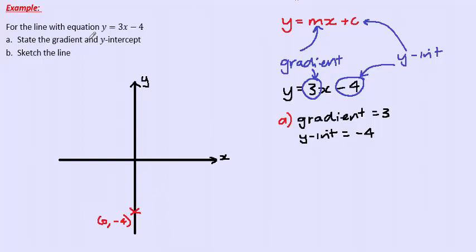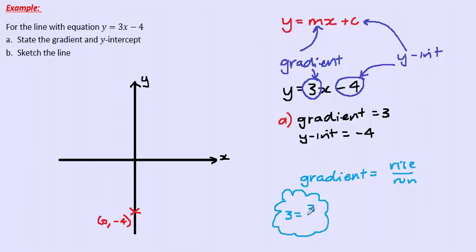The next thing I'm going to think about is the gradient. Now, if gradient, as we know, equals rise over run, and I represent 3 in a fraction, I could say 3 equals 3 over 1. So therefore, that could be my rise, and that could be my run. So from here, I have a run of 1, so I'm going to go across by 1, and then a rise of 3, so I'm going to go up by 3 units.